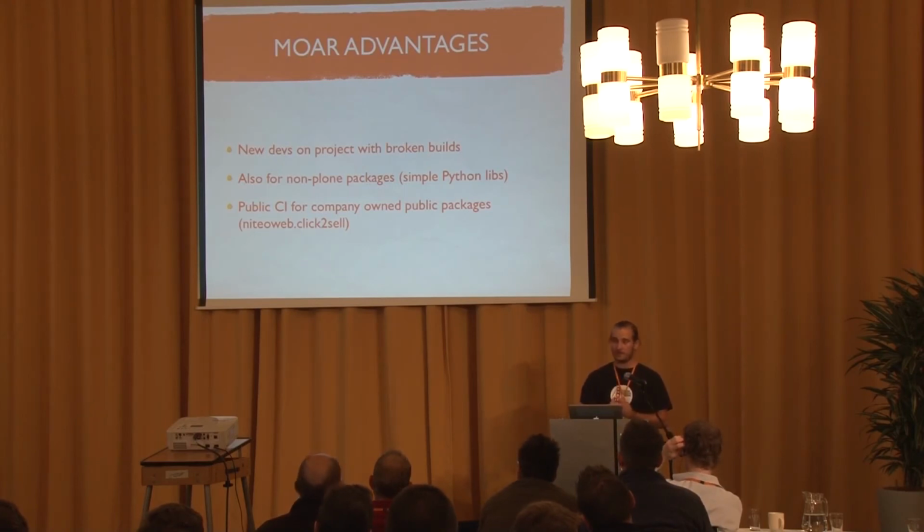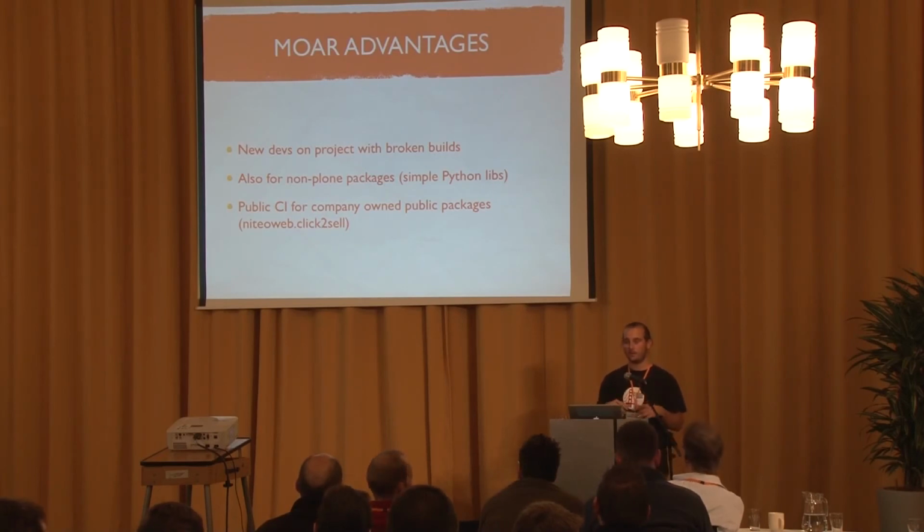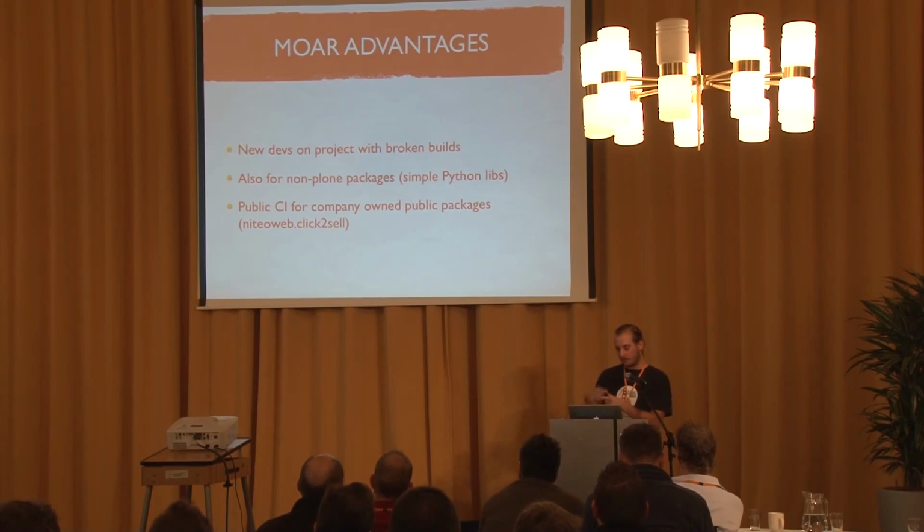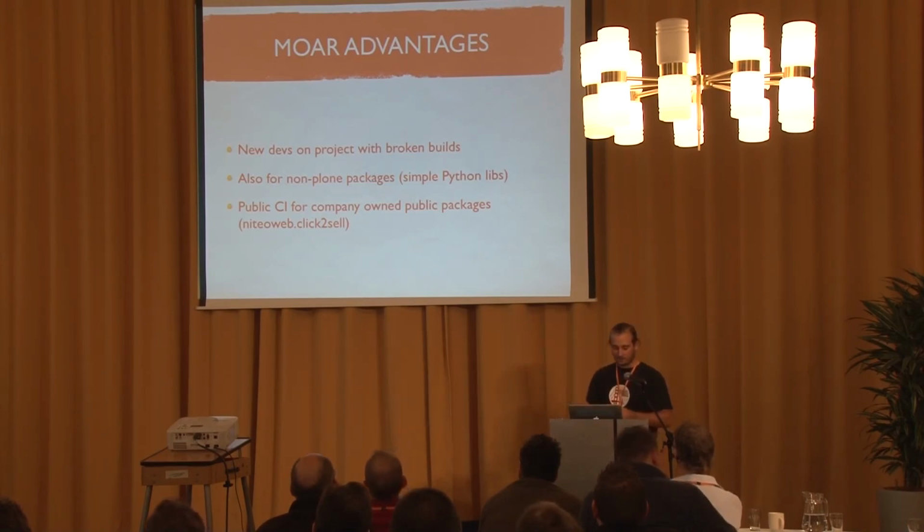Besides that, if you write non-Plone packages, for example, we do a lot of connections to external APIs, and we always first do a Python library for communication with that API, and then a Plone integration package for that library. That Python library, I wouldn't put on jenkins.plone.org because it has nothing to do with Plone. So I don't have a place to put it. And with Travis CI, you have a place to put it.